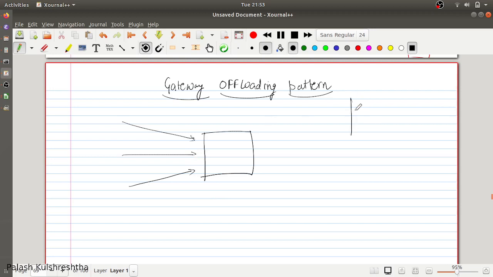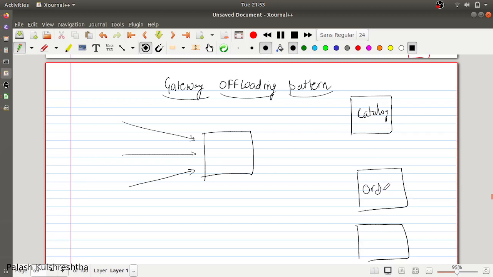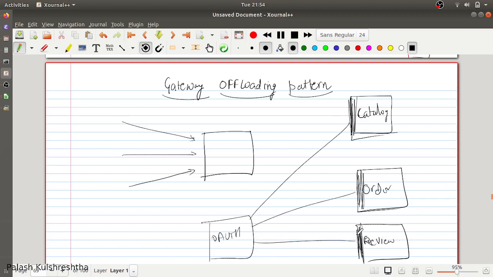For example, if you have multiple services which need authentication, so let's say this is catalog service, this is order service, and this is review service. So all of these services, if they need authentication, one of the ways of using this pattern is you can have authentication mechanism implemented in all of these services, and they are interacting with the OAuth service, and they are doing their work. But this can become inefficient.